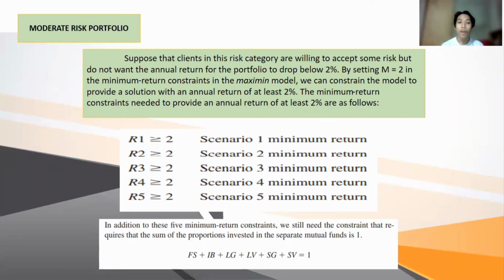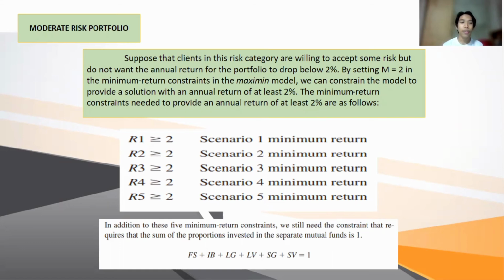For instance, Hawk's portfolio manager would like to construct a portfolio for clients who are willing to accept a moderate amount of risk in order to attempt to achieve better returns. Then suppose that the clients in this risk category are willing to accept some risk but do not want the annual return for the portfolio to drop below 2%. By setting M equals 2 in the minimum return constraints in the maximin model, we can constrain the model to provide a solution with an annual return of at least 2%.